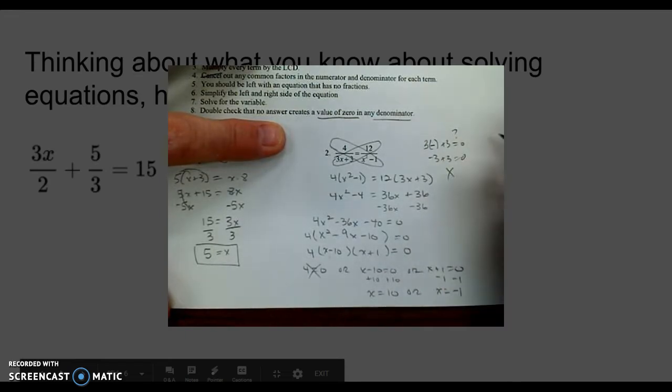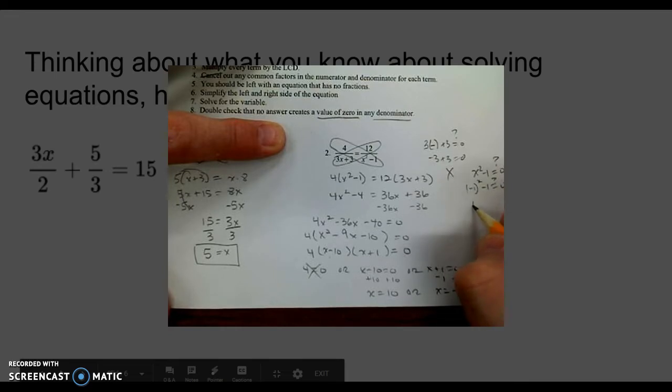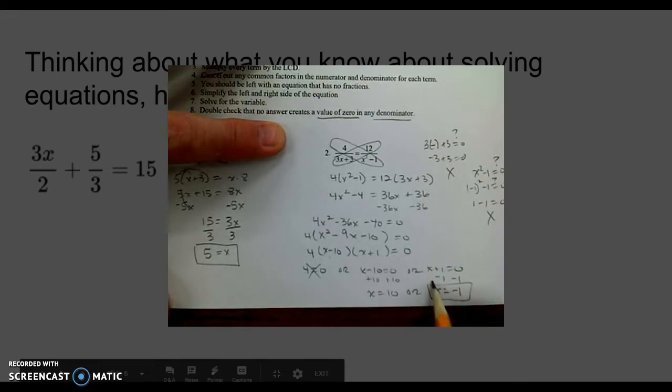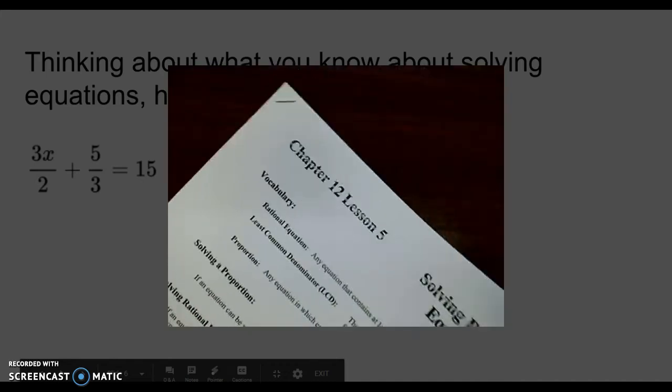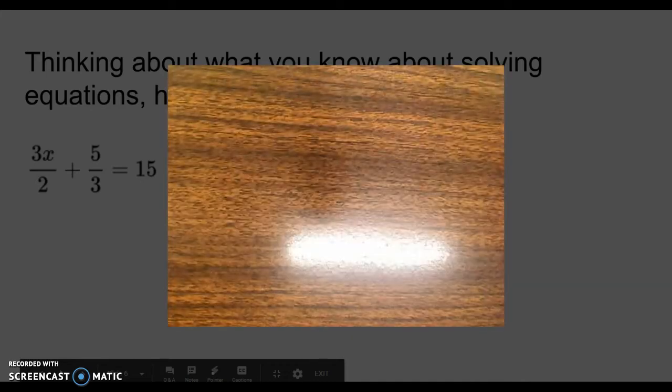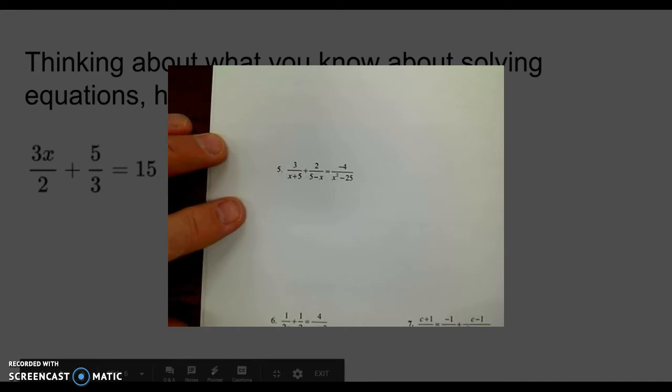That's a problem. Here, x squared minus 1 equals 0. So negative 1 squared minus 1, that's 1 minus 1, that equals 0. That's a problem as well. So that tells us that this solution is excluded, and the only viable solution to this equation is x equals 10. Moving on to the next page now.